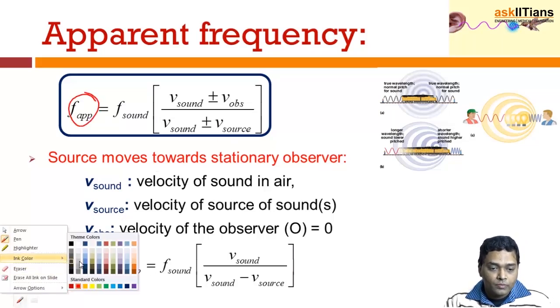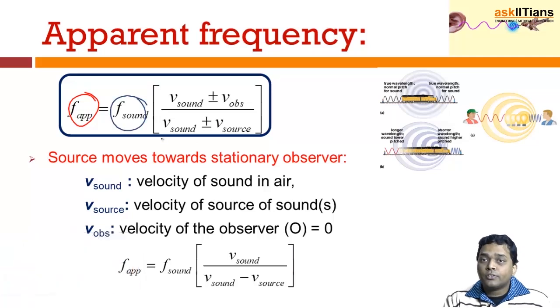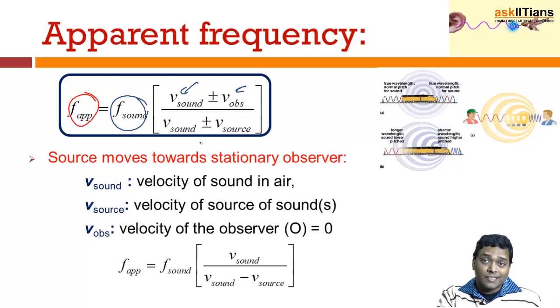Further, if the original frequency of the sound was f, V is the velocity of sound in air or the medium, and V observer is the velocity of the observer with respect to the velocity of sound, either towards the sound or away from the sound, then V sound plus or minus V source, the source which is producing the sound. So using this, you will take it like this.